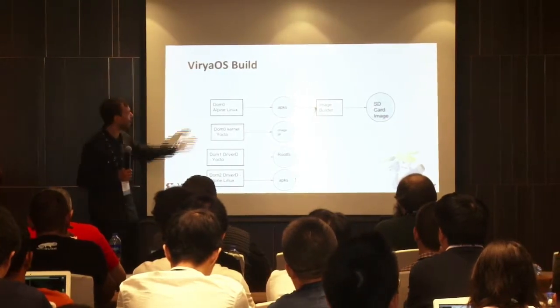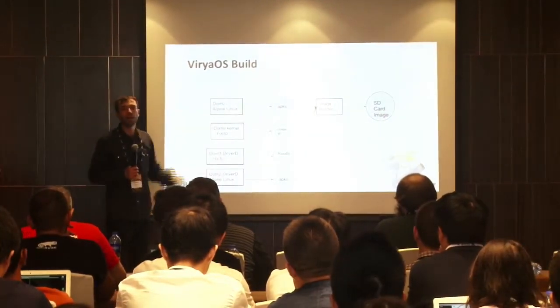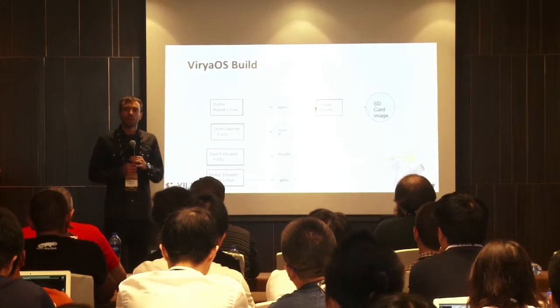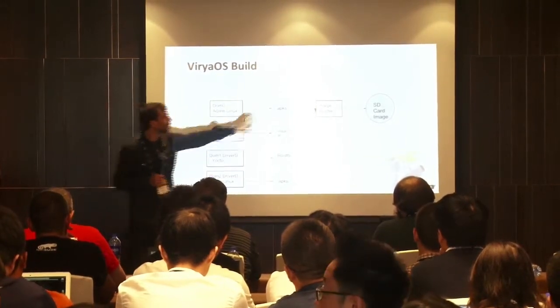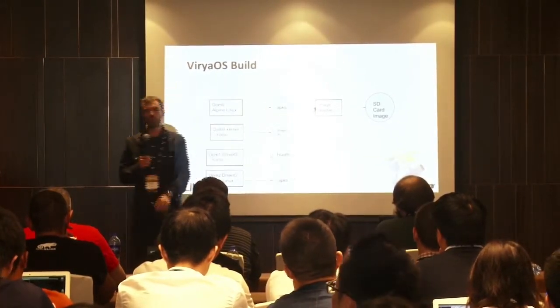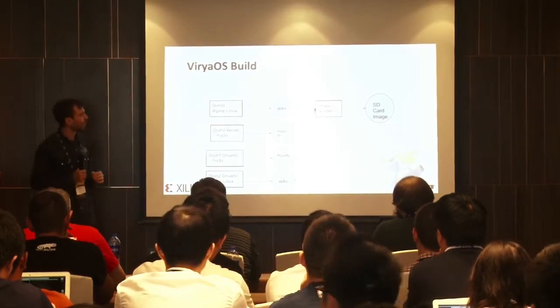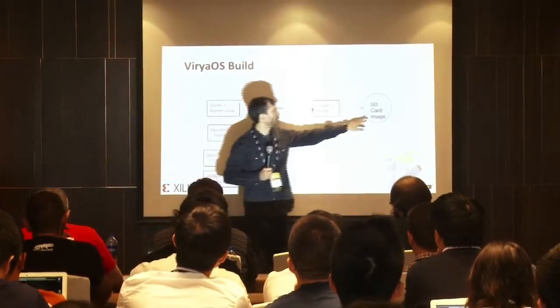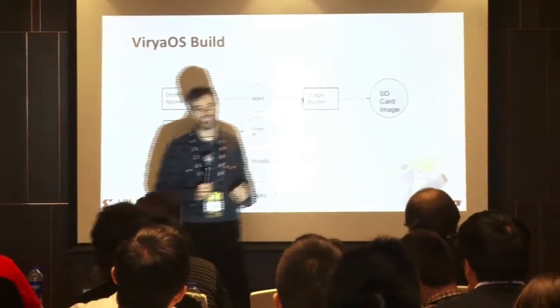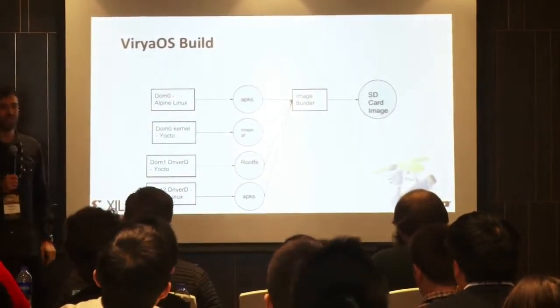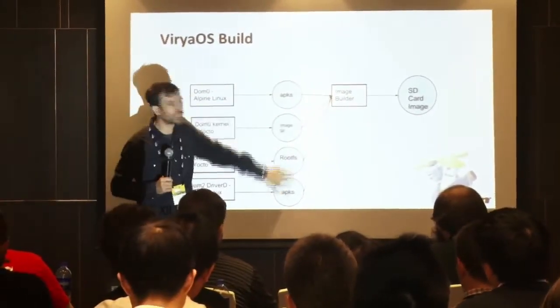Okay, so we discussed so far that the square boxes here are all containers. Now, what you might not expect is that the round boxes here are also containers. Okay, except for this one. This is actually an SD card image. So sorry for the confusing diagram style. But these are all containers.